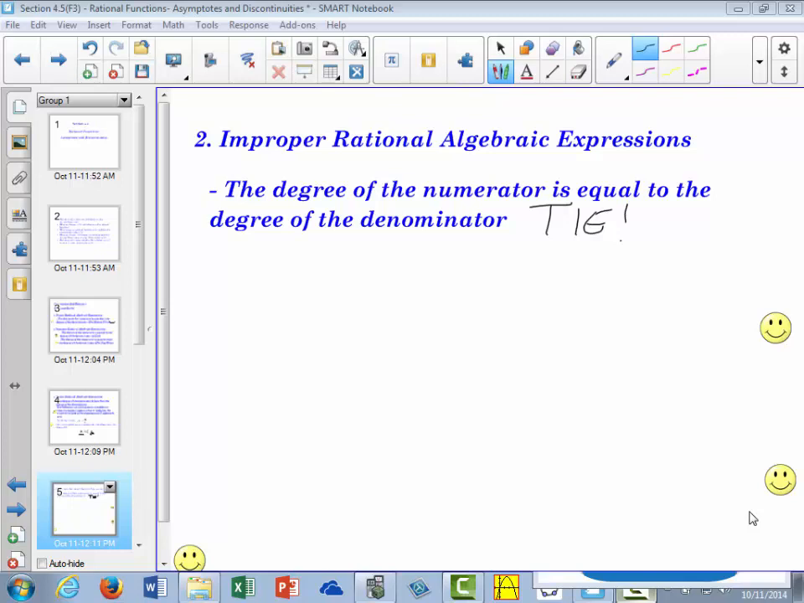So let's come up with an equation where the degree of the numerator is equal to the degree of the denominator. So how about something like, let's make it 4x cubed over 2x cubed plus 3x plus 1. All right, so let's plug this into our calculator here.